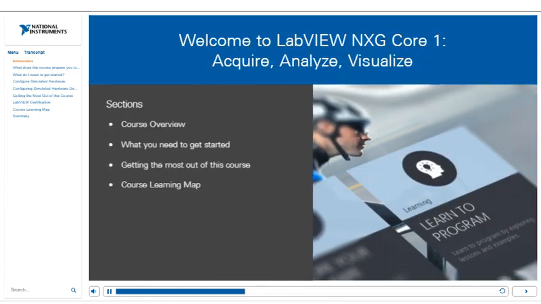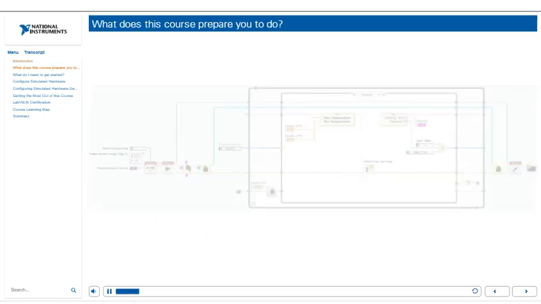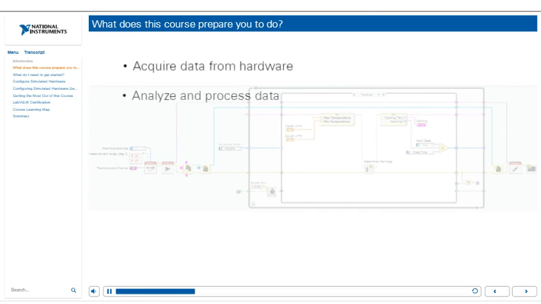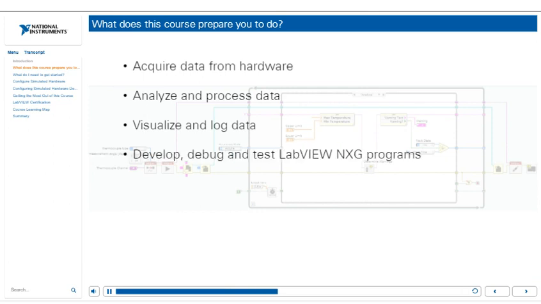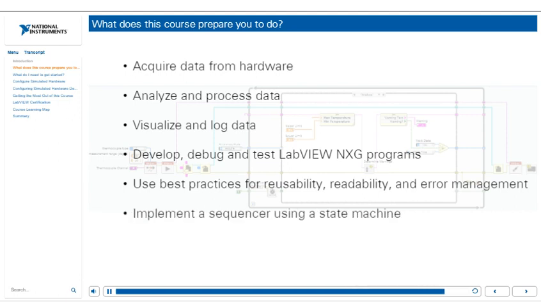Welcome to LabVIEW NXG Core 1, Acquire, Analyze, Visualize. In this course, you will learn how to create an application that acquires data from hardware, analyzes and processes that data, and then visualizes and logs that data. Along the way, you will develop, debug, and test LabVIEW NXG programs. Additionally, you will learn best practices for code reusability and readability, as well as error management. You will also develop an application that implements a sequencer using state diagram logic.